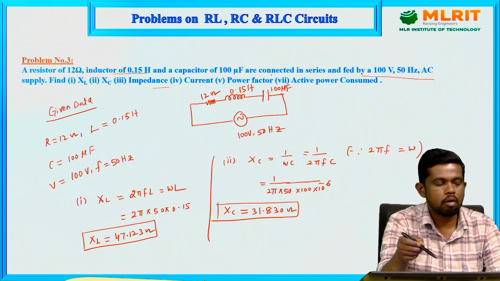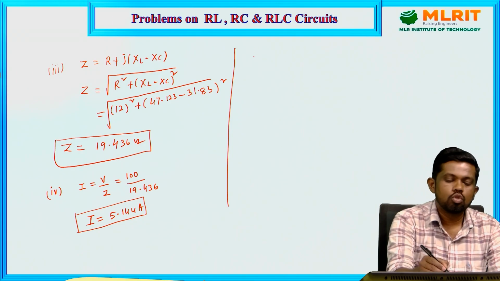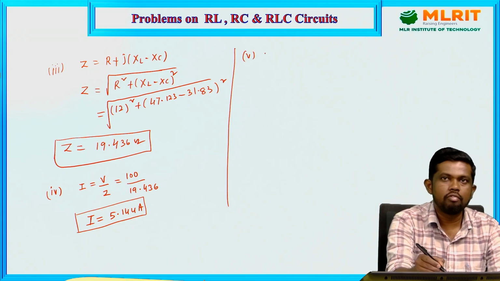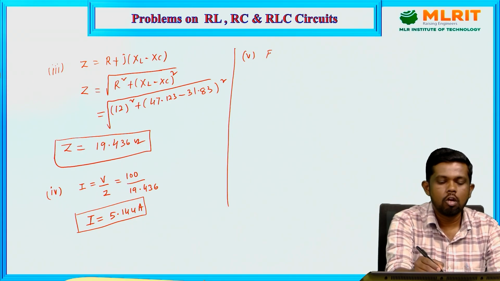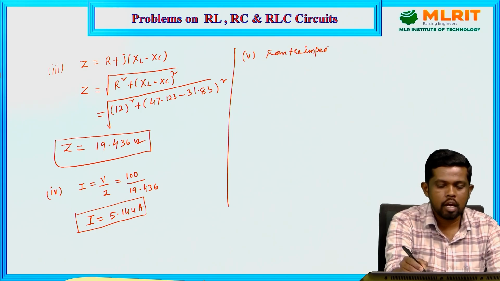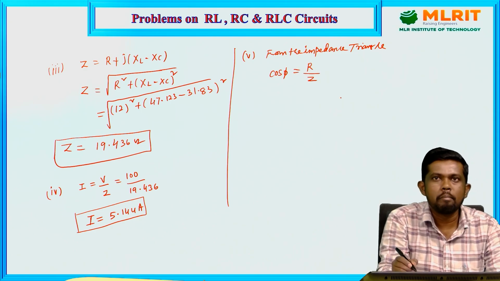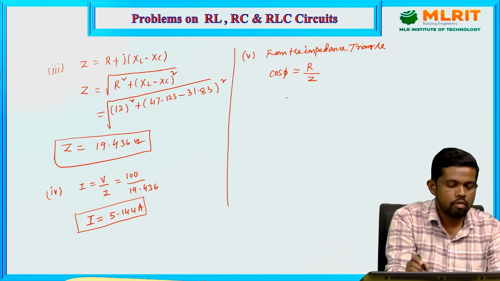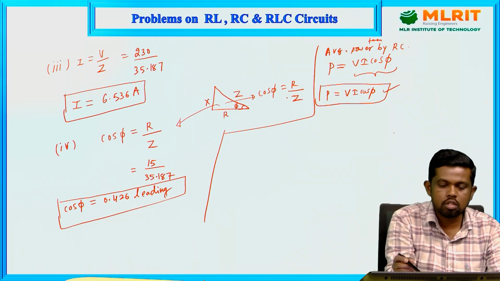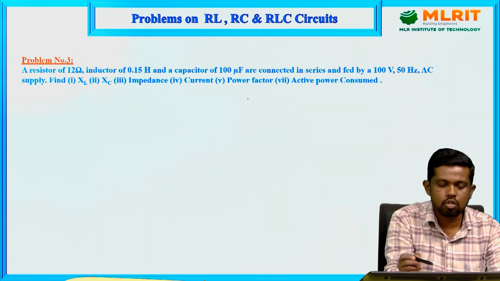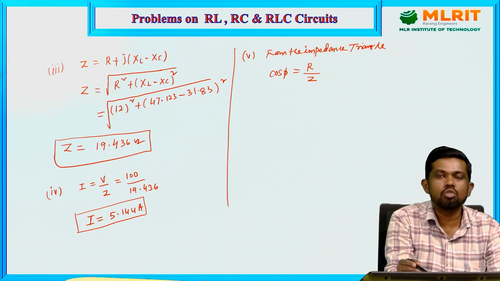And what they have asked about is the power factor. So we need to determine the power factor from the impedance triangle. From the impedance triangle, cos phi equals the ratio of resistance to impedance. Just now we have gone through the impedance triangle. So this is the impedance triangle, and based on this, the cos function is the ratio of the resistance to impedance.